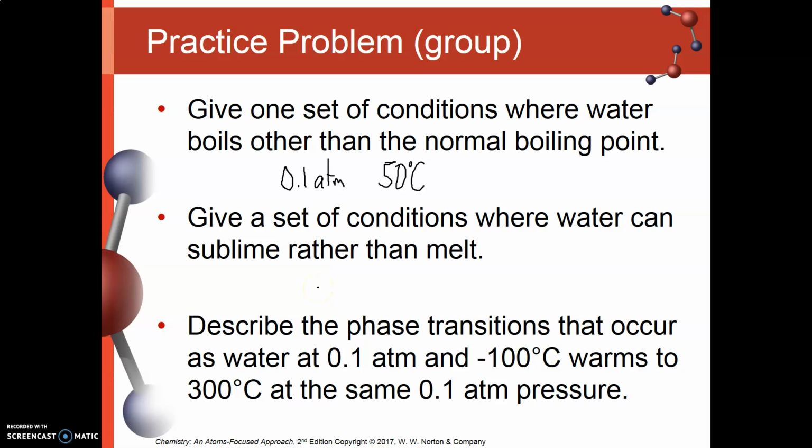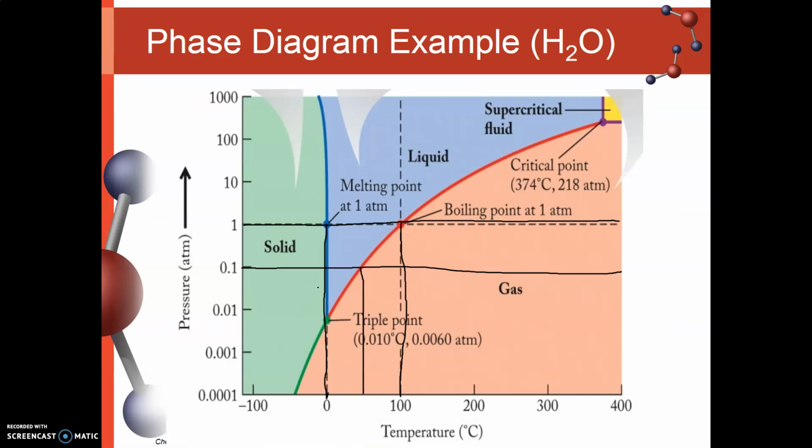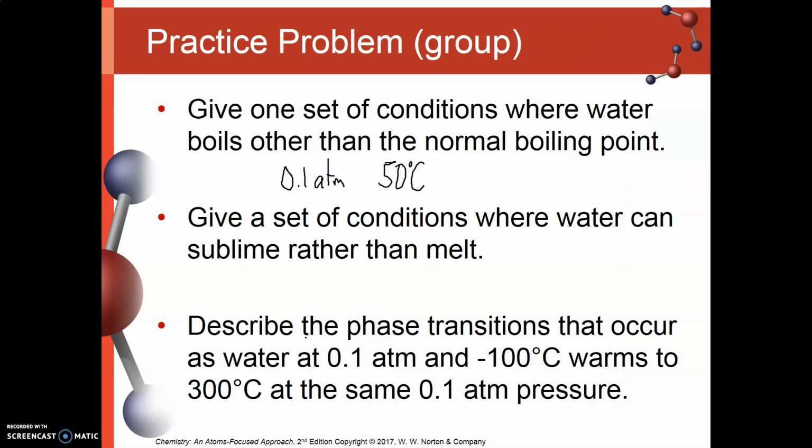Where can water sublime instead of melt? Well, we're going to have to go down to some lower pressure kinds of circumstances for that. But if we go down to 0.001 atmospheres, we can see that somewhere around, let's call it negative 15, negative 20 degrees Celsius, we could have that happen. So 0.001 atmospheres and negative 20 degrees Celsius.